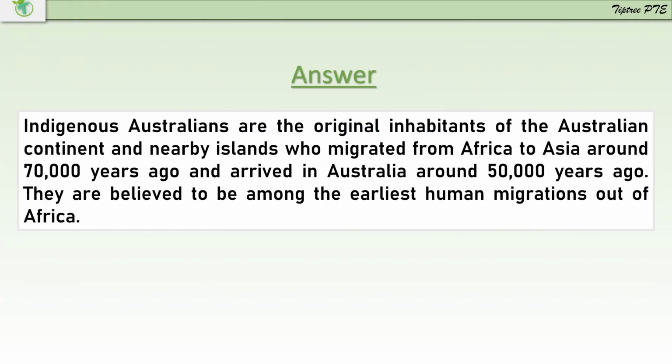Indigenous Australians are the original inhabitants of the Australian continent and nearby islands who migrated from Africa to Asia around 70,000 years ago and arrived in Australia around 50,000 years ago. They are believed to be among the earliest human migrations out of Africa.